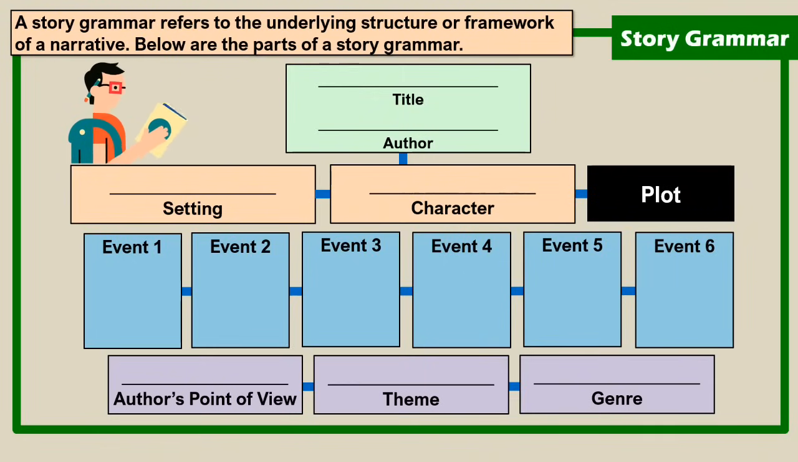Below are the parts of a story grammar: title, author, setting, character, plot. The plot consists of events 1 to 6, and then you will have the author's point of view, theme, and genre. Let's discuss each part first.